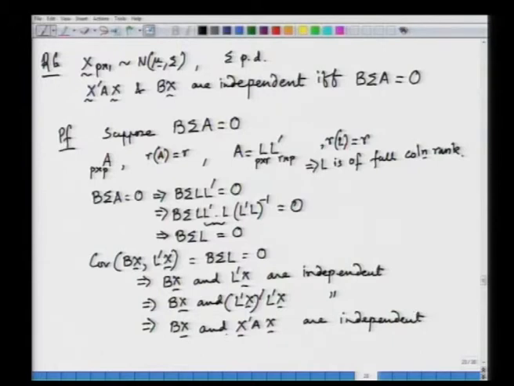By the way, what are the distributions? I can see that Bx has a multivariate normal distribution. What about X transpose Ax? It has a non-central chi-square distribution. That does not matter. We can start with a general mu. If it is a null vector, then we will have independence between a central chi-square and a multivariate normal. Here it is incidentally a non-central chi-square. So, this is one part of the proof, where we have assumed B sigma A as the null matrix. Let us go to the other part.